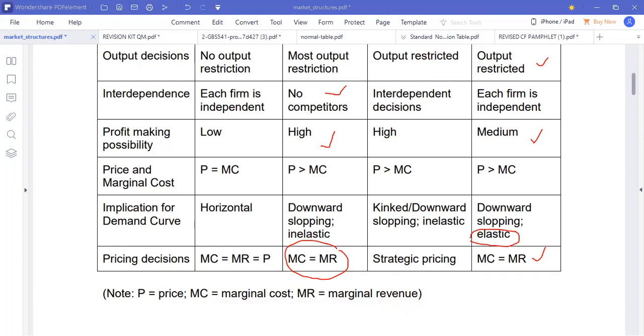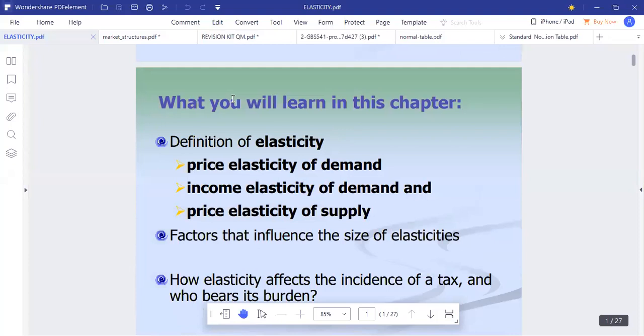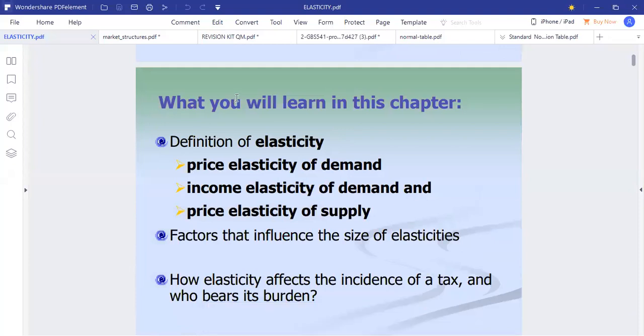Elasticity is simply a responsiveness that exists due to changes in what? Demand. So elasticity is a very key, important topic in managerial economics because it looks at how you and me react to prices, changes in prices.